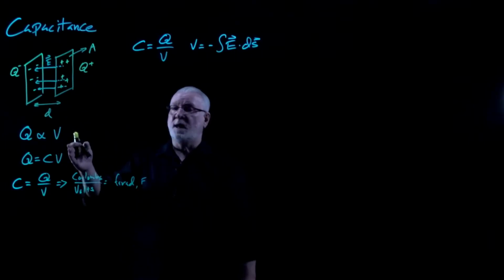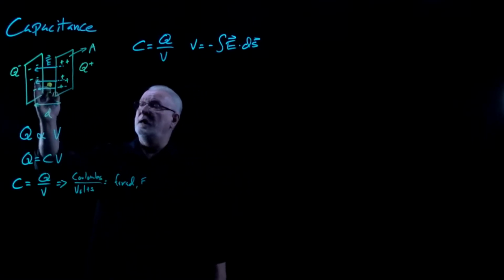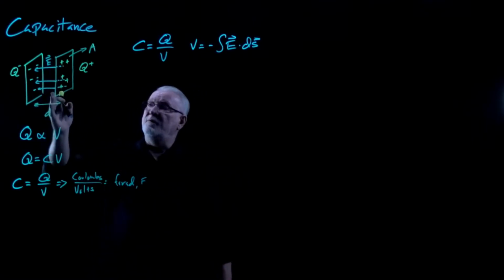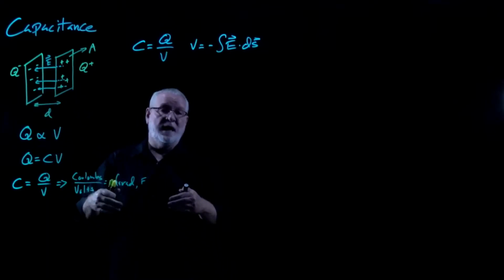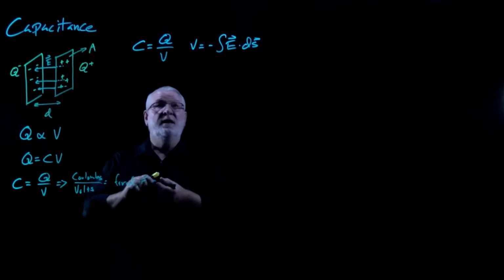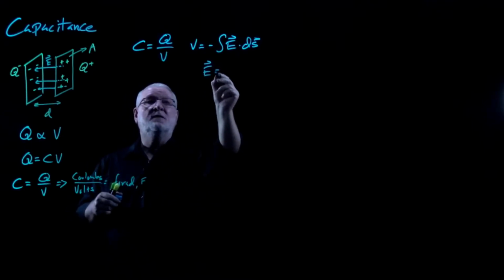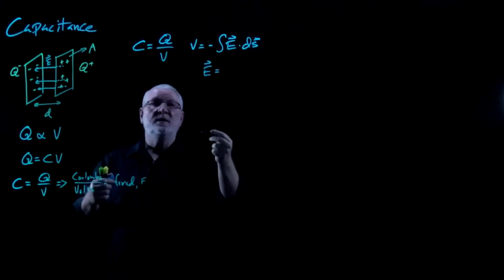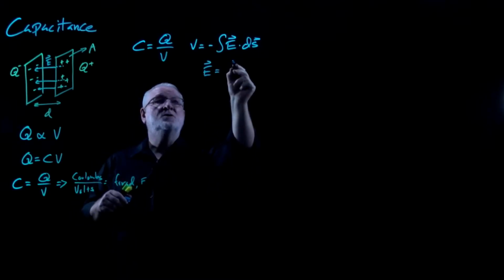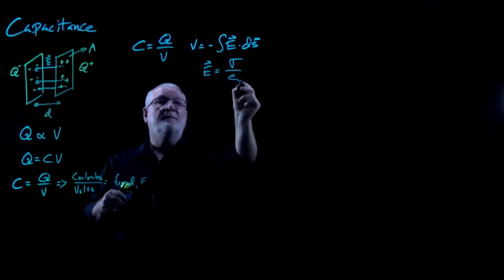All I have to do is double it, because I have a positive plate here and a negative plate here, and therefore the electric field inside is actually twice what it would be for an isolated flat plate. And of course we know what that is. The electric field for this particular configuration is going to be the charge density sigma divided by epsilon naught.